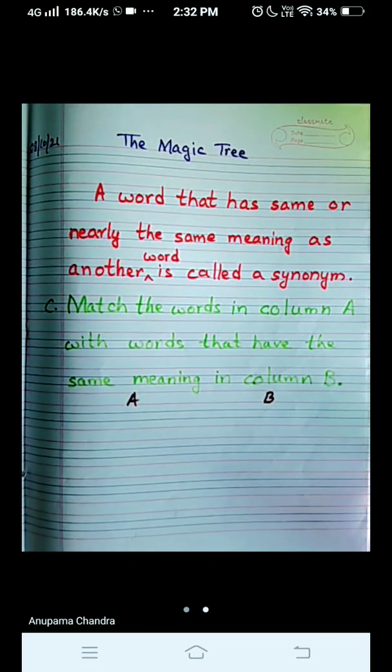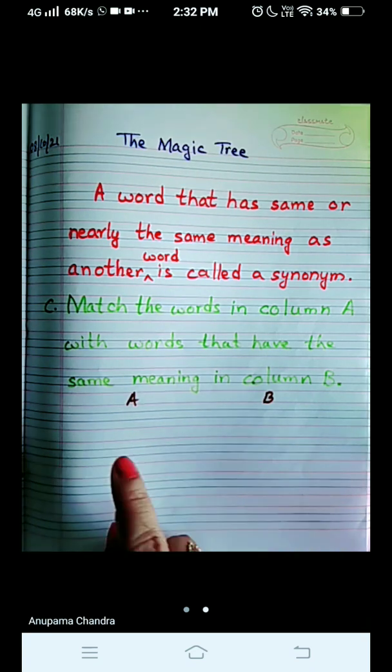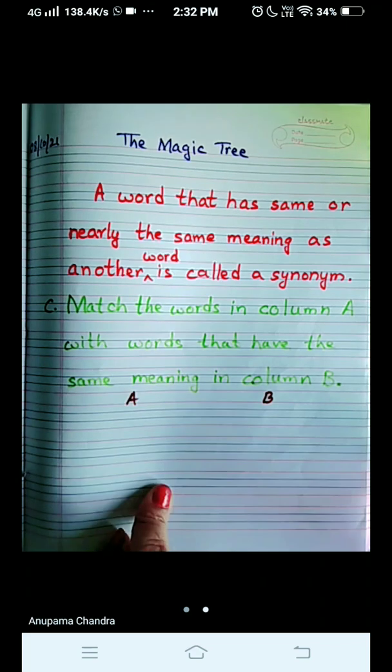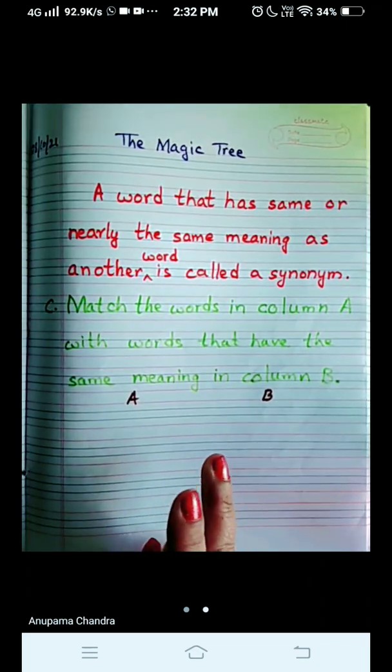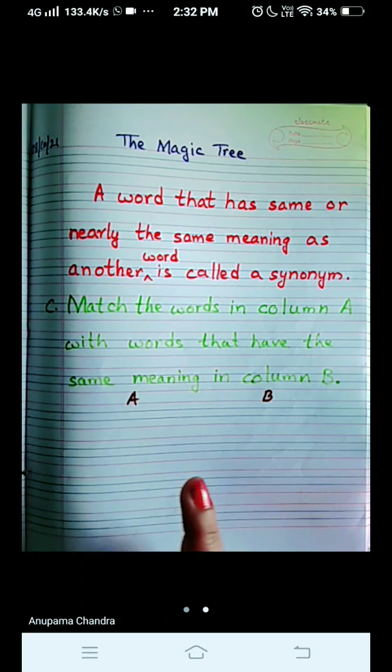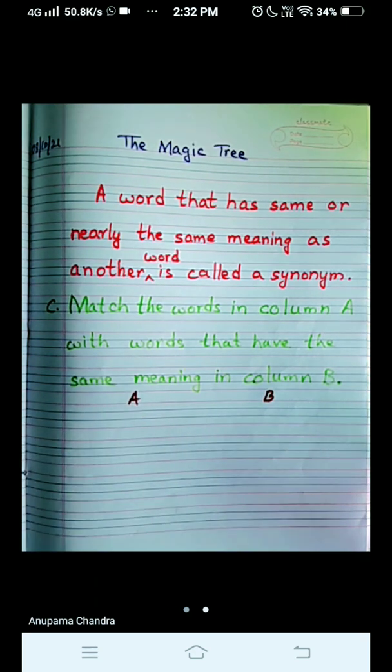You have to match. Okay, so children, if you are doing it in the test book, you can match it with the help of a scale. But if you are writing in your notebook along with me, then I suggest you write the correct synonym in front of the word. Okay, we are not going to match, we will write the correct word, that is two synonyms, two words having the same meaning together. Okay, so let's come to the first one.